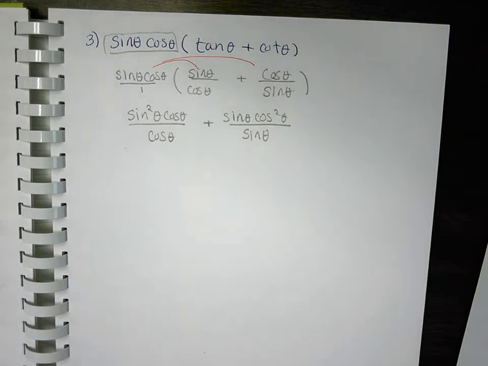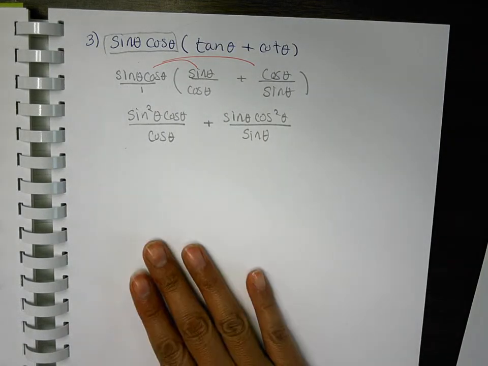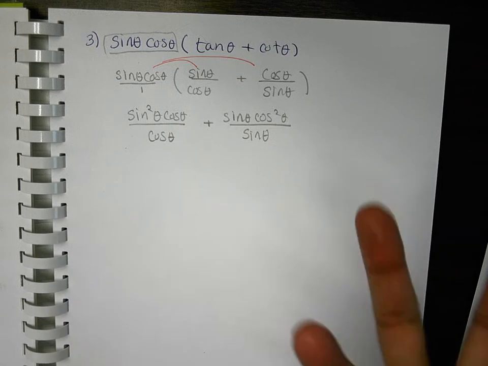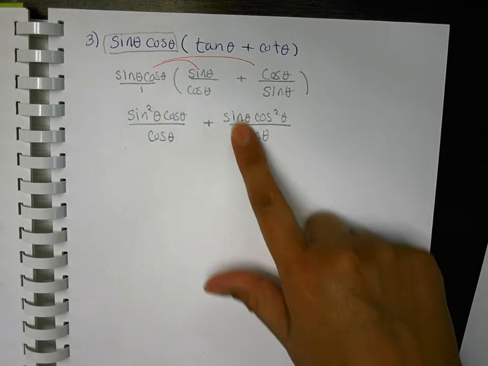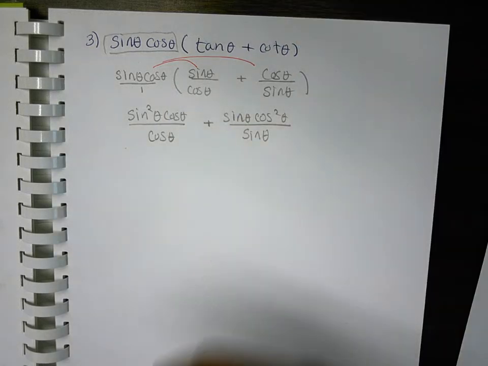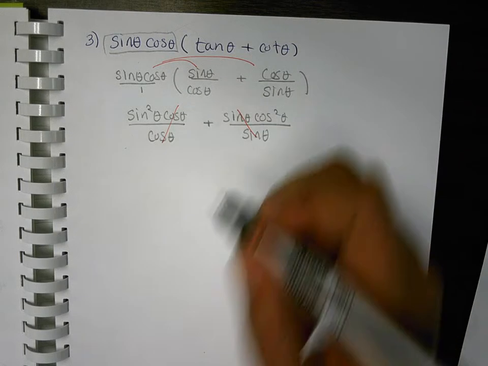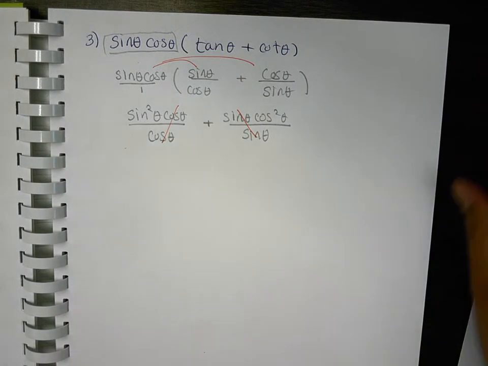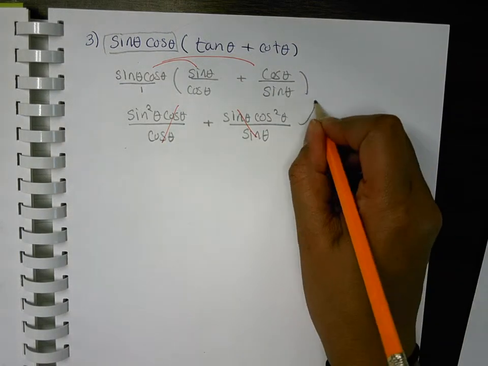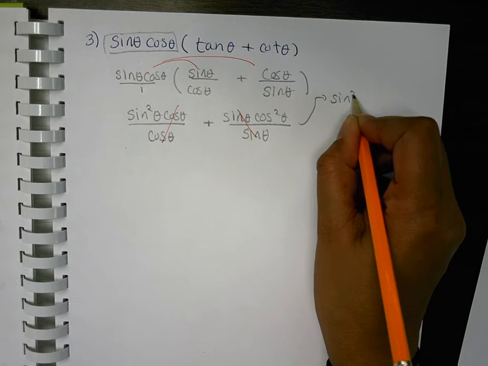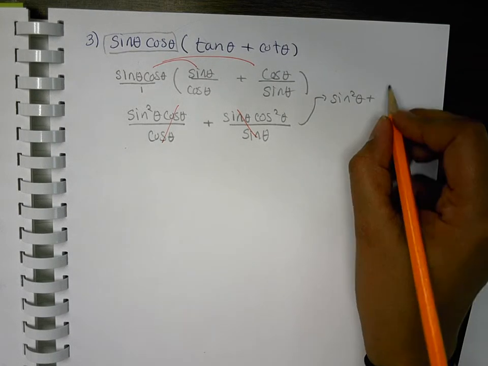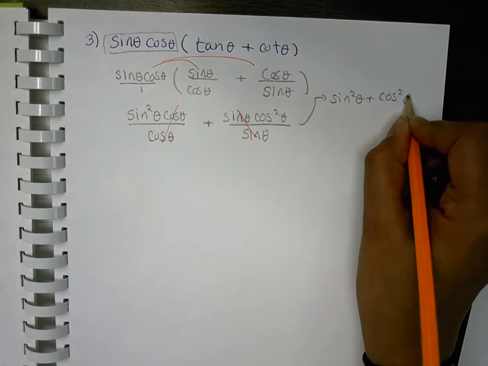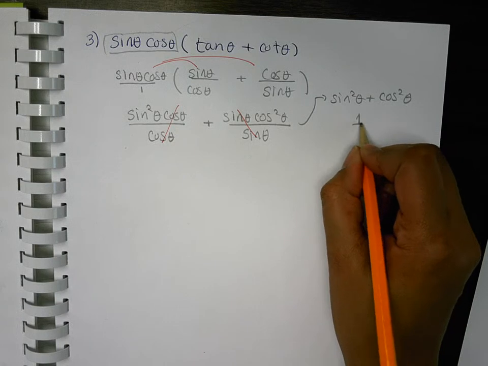Now, I do not have to find a common denominator, not in this step anyway, because what's going to happen here and here? Reduce, reduce, reduce. So I'm left with sine squared plus what? Sine squared theta plus cosine squared theta, which equals 1.